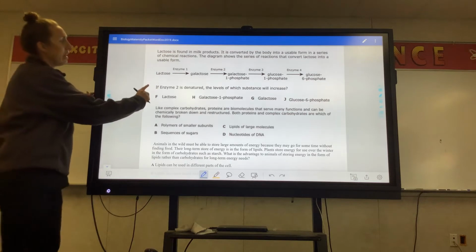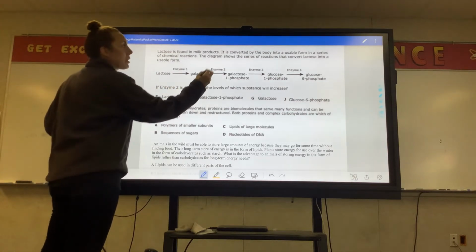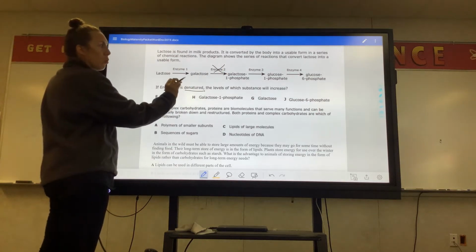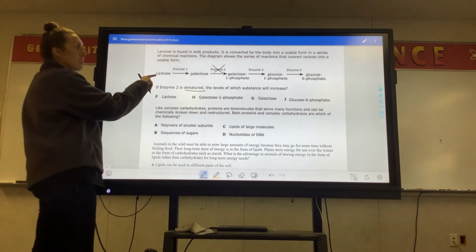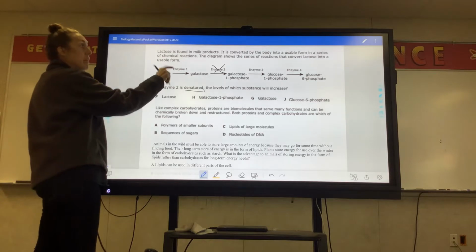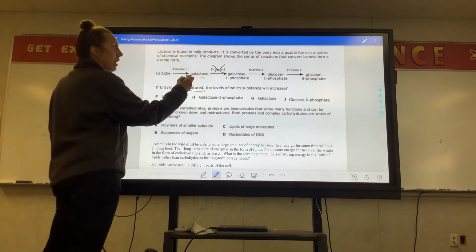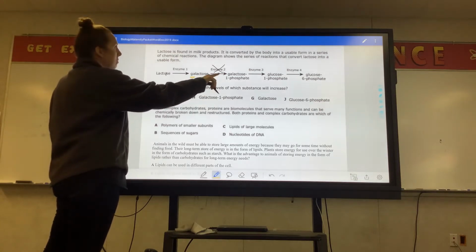So guys, look up here. If enzyme 2 is denatured, what does the word denature mean again? Breakdown. So if there is no enzyme 2, the levels of which substance will increase? You're always going to have a bunch of lactose, but will it stay lactose? No. Because enzyme 1 is going to find it and turn it into galactose. Okay, so then you have galactose. Can it ever change? No.